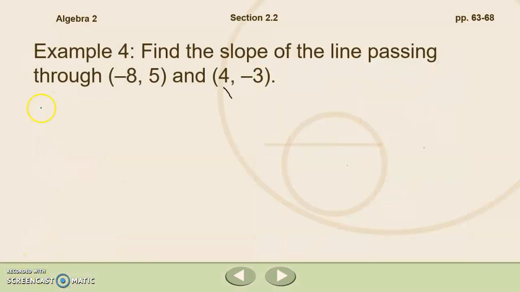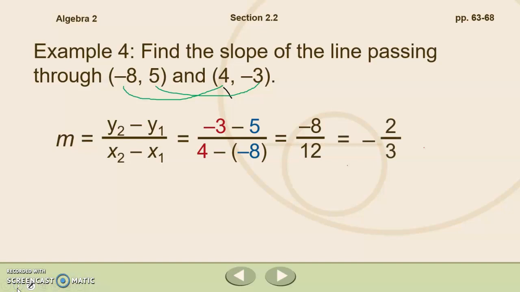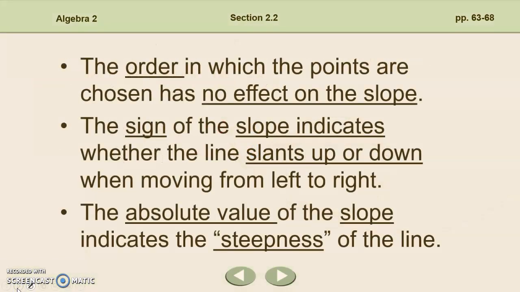Let's find the slope of a line passing through negative 8, 5, and 4, negative 3. These are my two y values and these are my two x values. I can take 5 minus negative 3 as long as I also do negative 8 minus 4, or I can go the other way. Negative 3 minus 5, as long as I start over here for the second one, 4 minus negative 8. For ours, we're going to do 3 minus negative 5 and 4 minus negative 8, which is negative 8 over 12, which simplifies to negative 2 over 3.